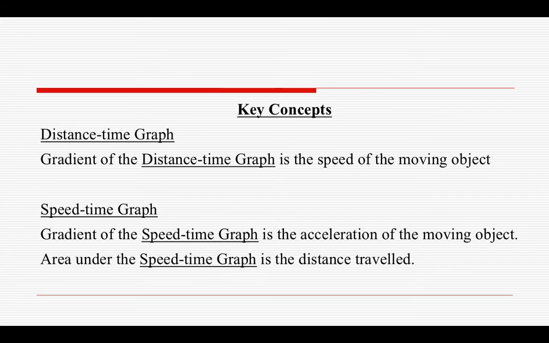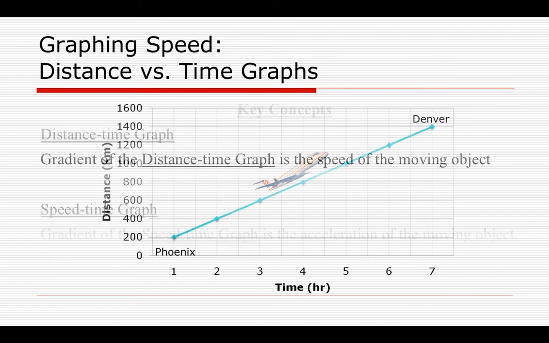Good. What are the key concepts? Now, we are going to talk about the distance time graph and the speed time graph. And we are going to understand that the gradient of the distance time graph is the speed, and the gradient of the speed time graph is the acceleration. The area under the speed time graph is the distance traveled. So let us plot a graph and try to analyze it.